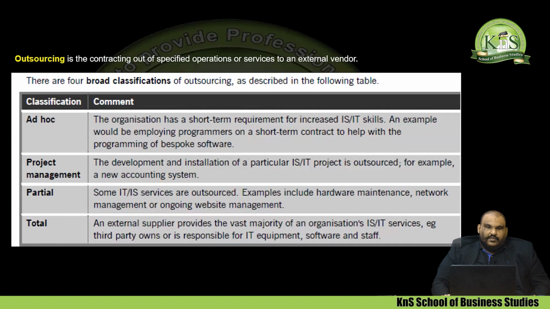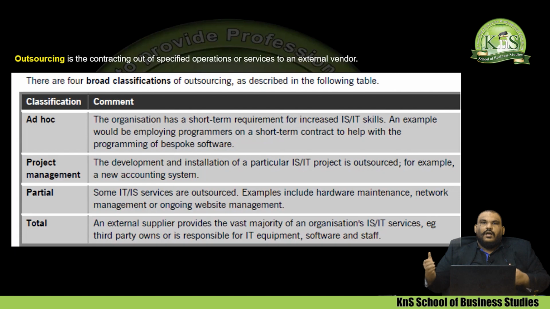Here we have a small diagram of the 4 types of outsourcing available. We have ad hoc, project management, partial and total outsourcing. Now, ad hoc outsourcing is when you hire someone for a small period of time. Like I say, hey, listen, I want to outsource my task to someone for 4 months or 6 months. Like I have a task at hand, I want to get my taxes done for the next 6 months.